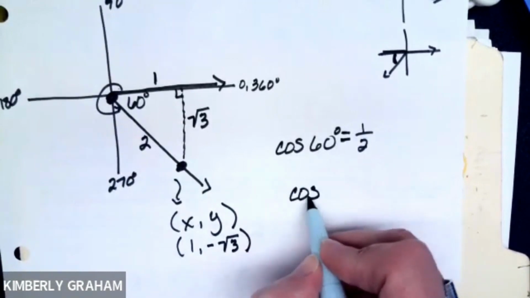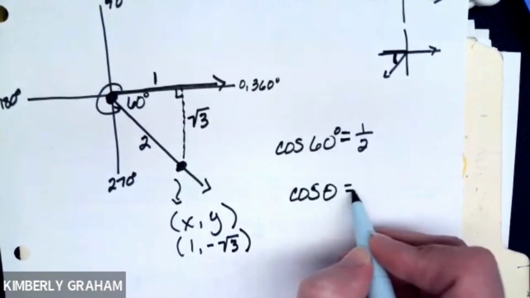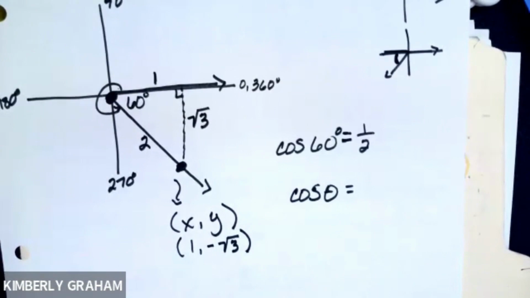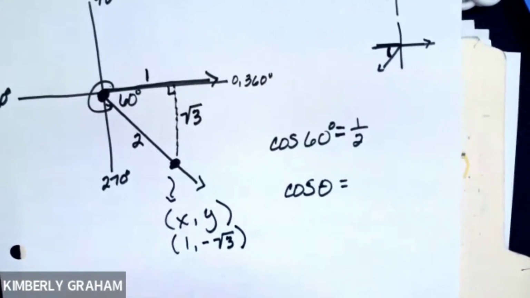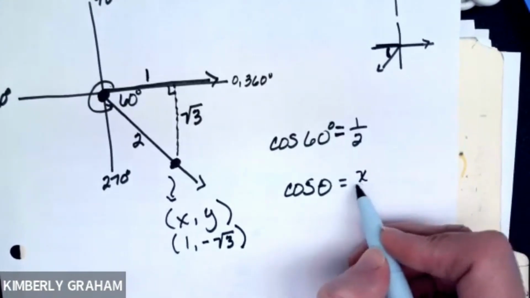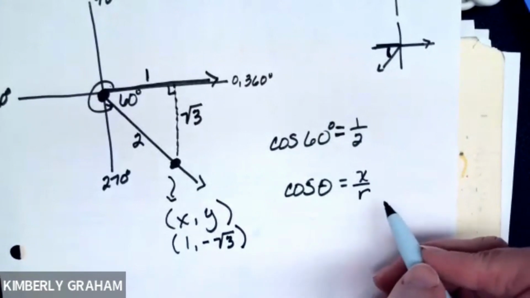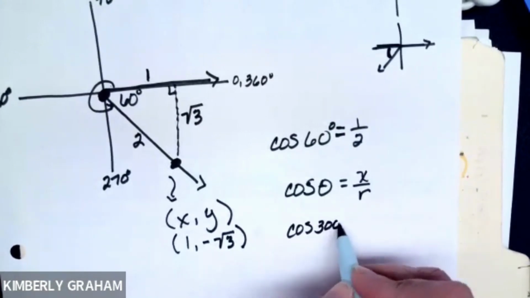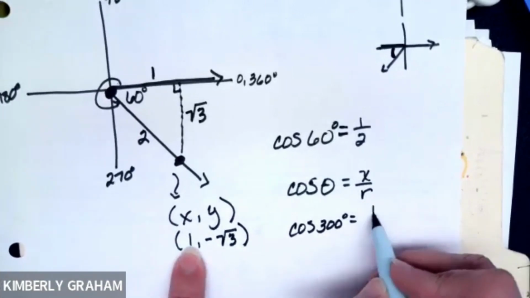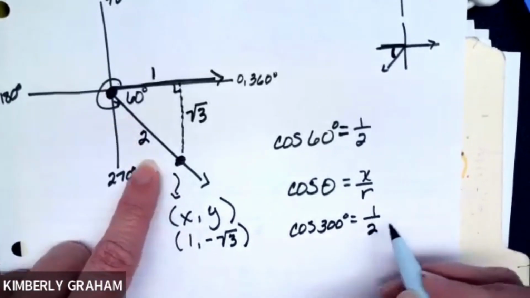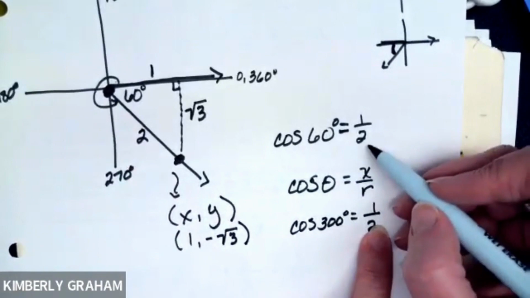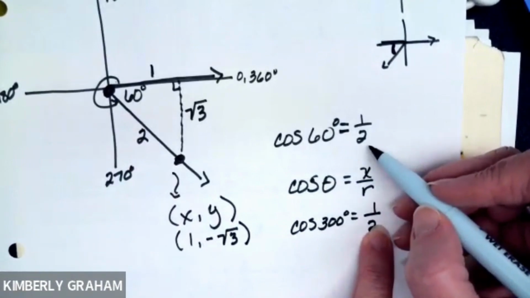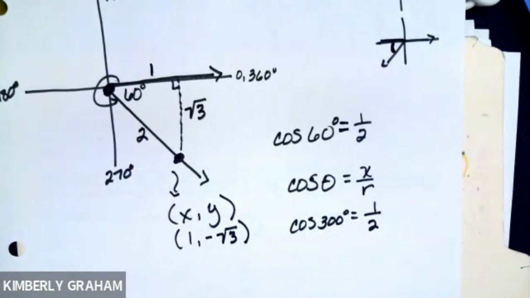Remember that cosine of theta, according to our circular definitions, is x over r. So the cosine of 300 degrees is going to be 1/2. It is the same as the cosine of 60. And let's stop and think about why that is.